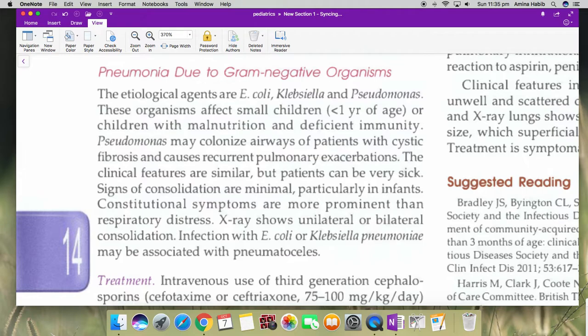Onset is gradual, but later the condition becomes quite serious. The signs of consolidation are minimal. Constitutional symptoms are more prominent than any respiratory distress. On a radiograph, there are multiple areas of consolidation. E. coli and Klebsiella may produce the same pneumatoceles as seen in staph. How do we treat? IV cefotaxime or ceftriaxone, with or without an aminoglycoside, for 10 to 14 days. If it is Pseudomonas, the drug of choice is ceftazidime.